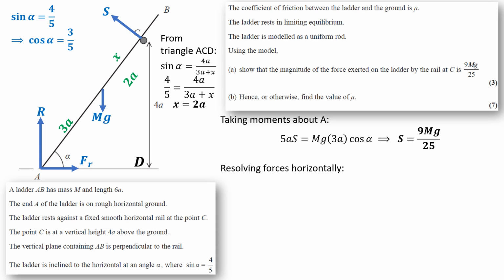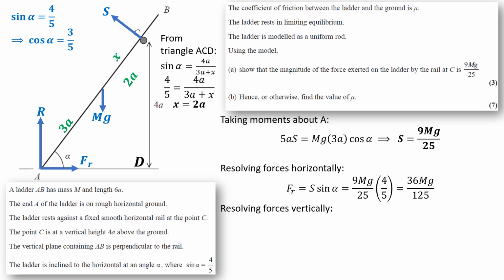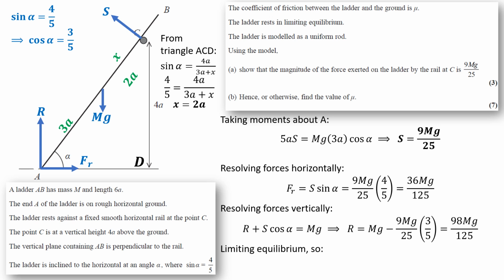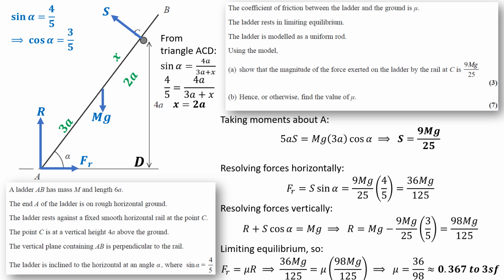The next thing I always do is resolve forces. When we resolve horizontally, we can find friction, at least in terms of mg. And when we resolve vertically, we can find the reaction force, again, in terms of mg. And once we've done that, well, we're in limiting equilibrium. It tells us that explicitly in the question, which means I know that friction is equal to mu R, and I can replace friction and R with what I've already calculated, simplify, and I've got mu.